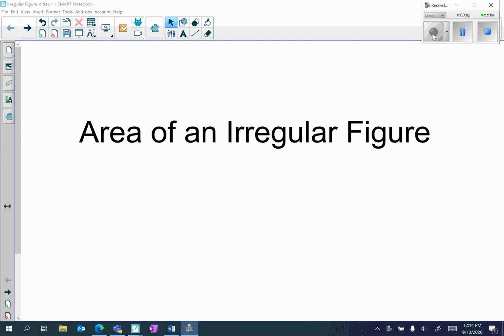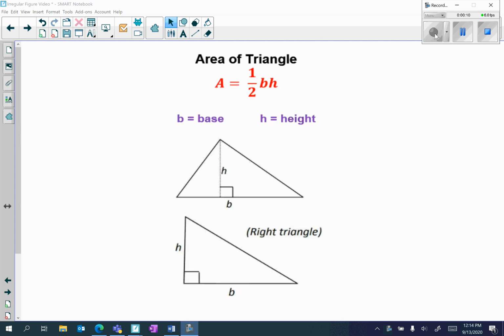Hi everyone, in today's video we are going to be discussing how to find the area of an irregular figure. First, let's discuss how to find areas of different shapes. First, we have area of a triangle. The area of a triangle is 1/2 base times height.